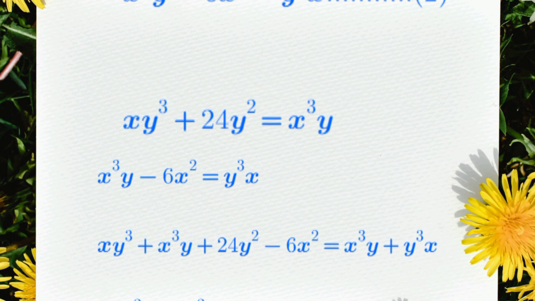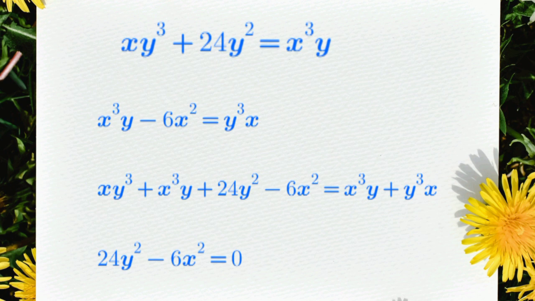Now when you look at this equation, we are going to see that we have xy cubed plus x cubed y on both sides of the equation, so they can cancel each other. So when they cancel each other, we'll be left with 24y squared minus 6x squared is equal to 0.